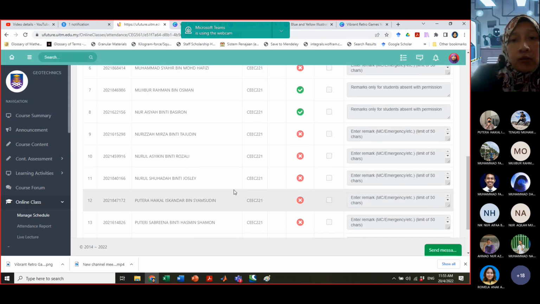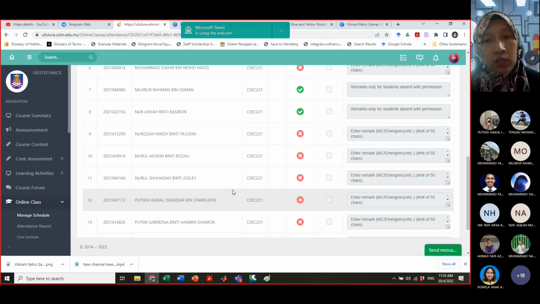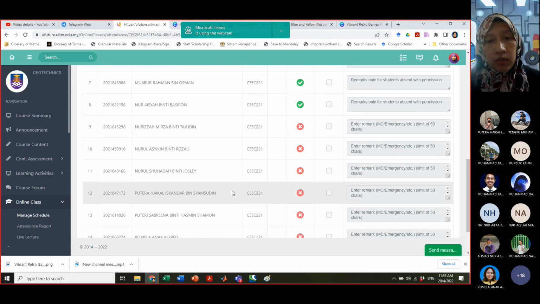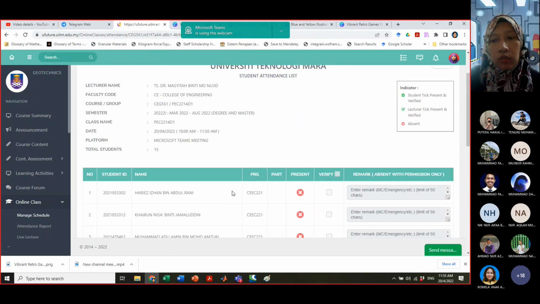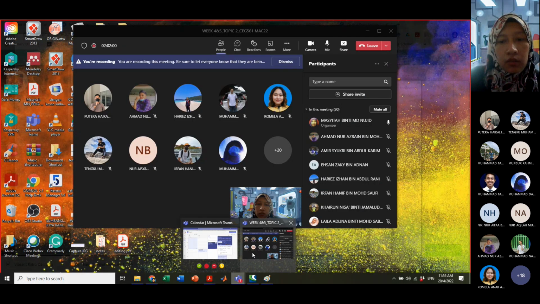Kalau you tak share device pun, you still need to go to the e-future untuk buat tick. So untuk e-future ni, dia akan tutup 15 minit lepas kelas tu habis. Maknanya dia akan buka 15 minit lepas kelas mula. So tak ada masalah untuk awak. Kalau saya habis kelas awal pun, you still have time untuk buat ticking untuk attendance.